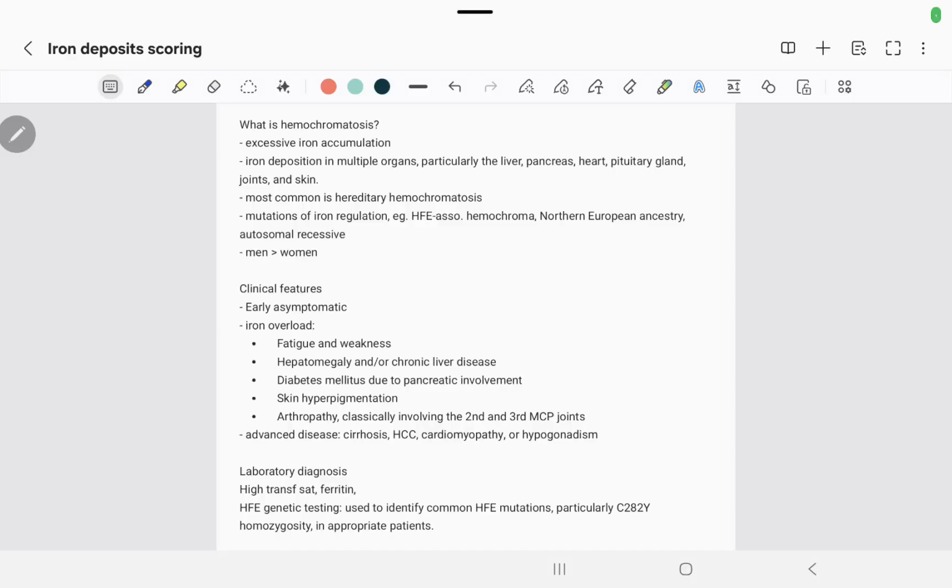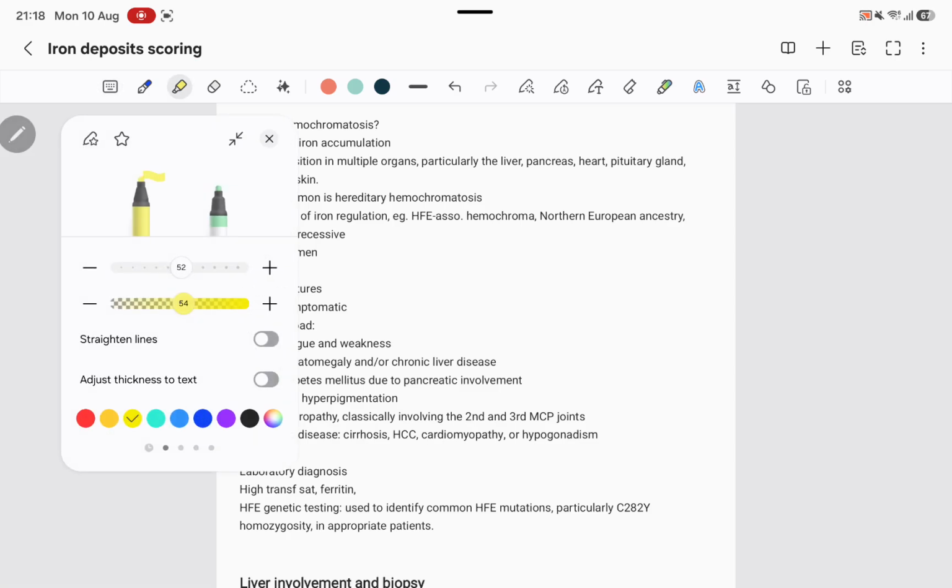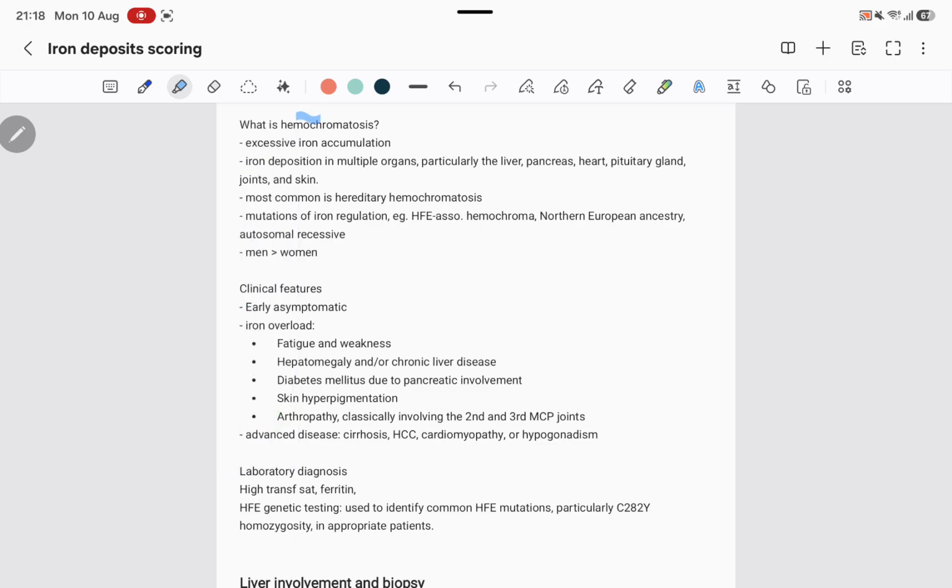Bismillah ar-Rahman ar-Rahim. This video is going to talk about iron deposit scoring. First of all, what we will discuss is hemochromatosis, because iron deposit scoring happens in such a condition. I am a novice at this, so please correct me if you know anything else.